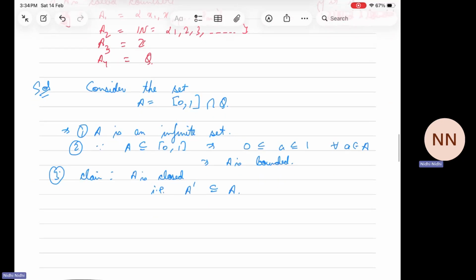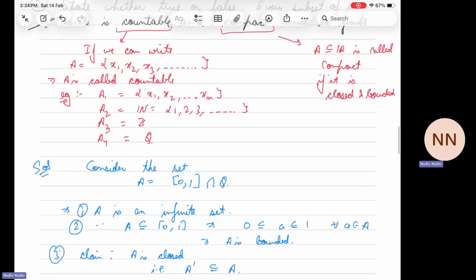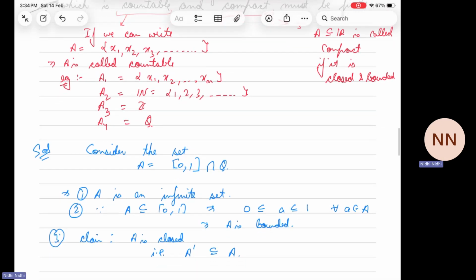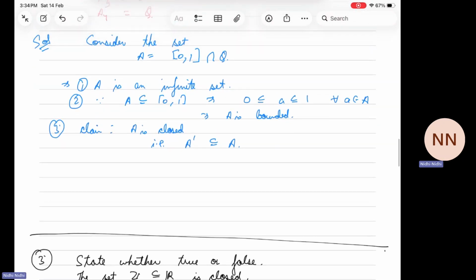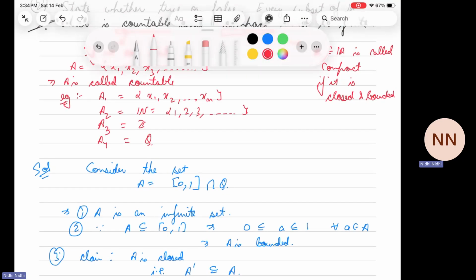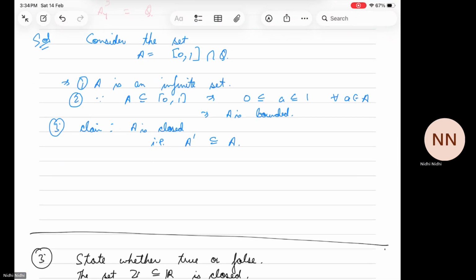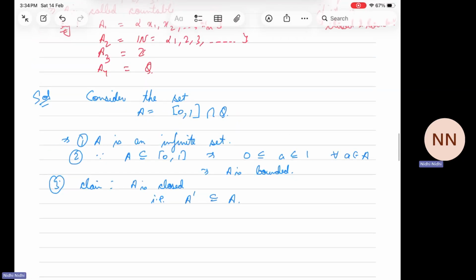Okay, so let me go through this question number 2 again. I realized what I was doing wrong. So for the counter example for this case, if we consider A, yeah, this is wrong.